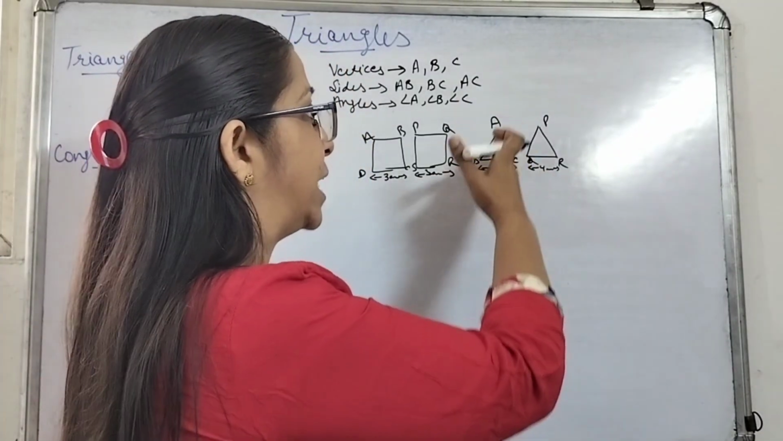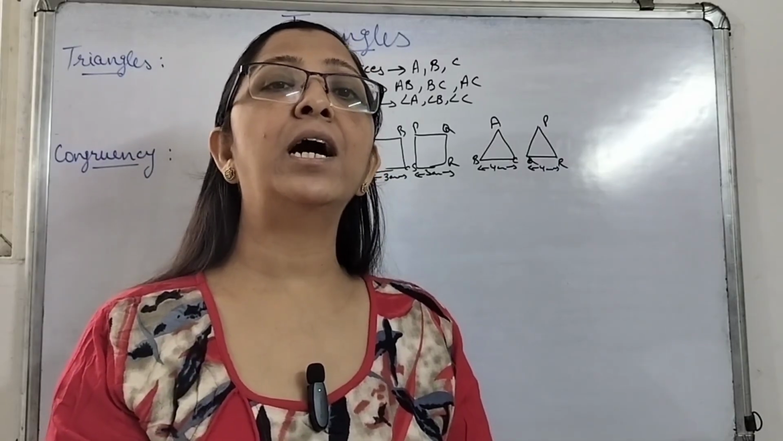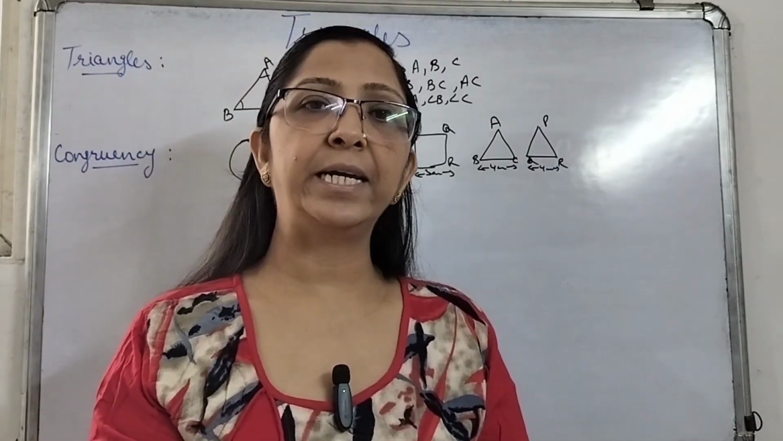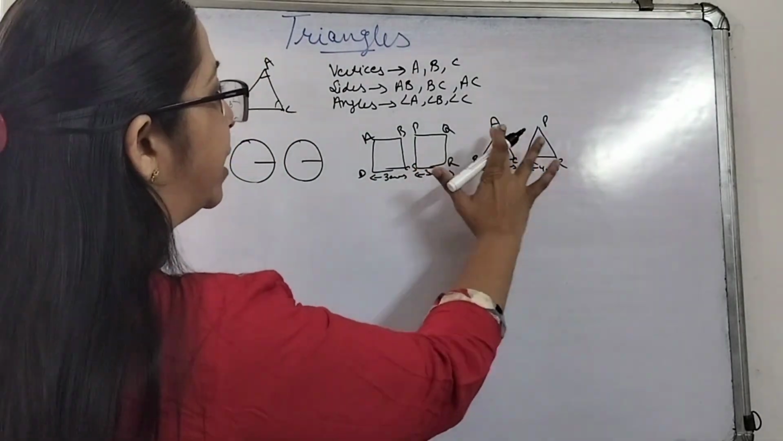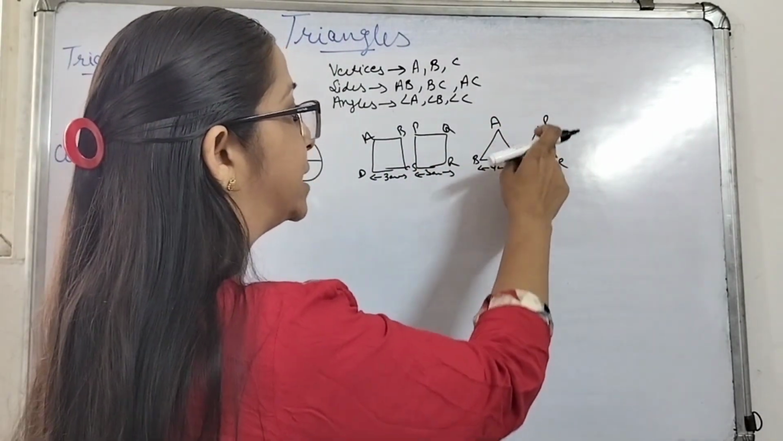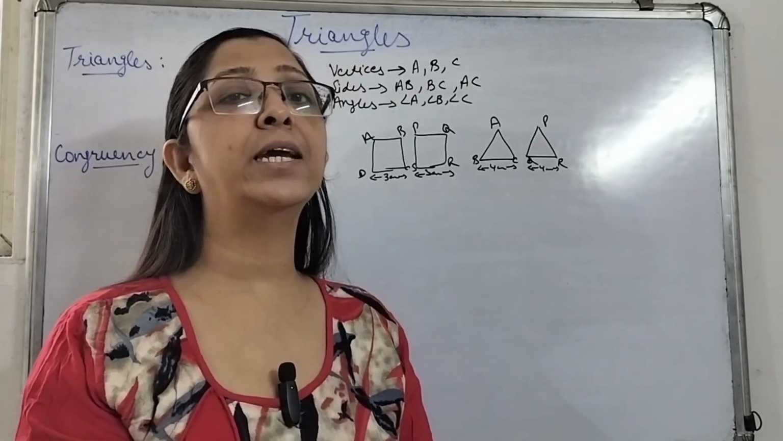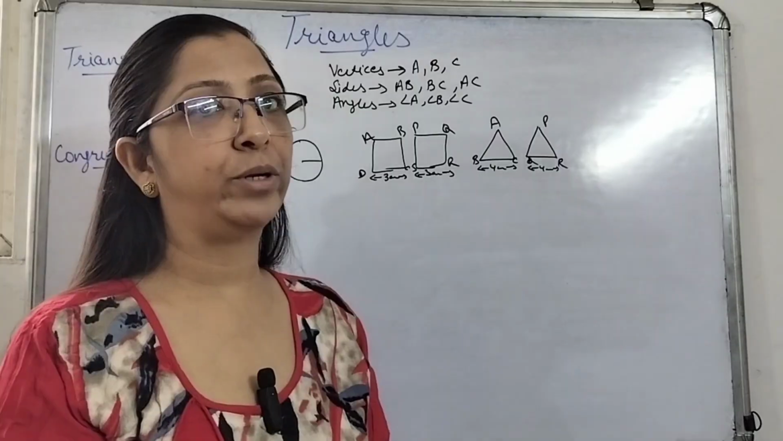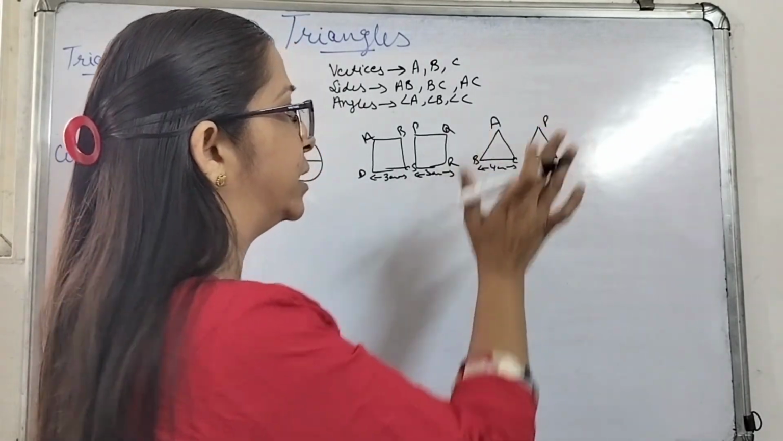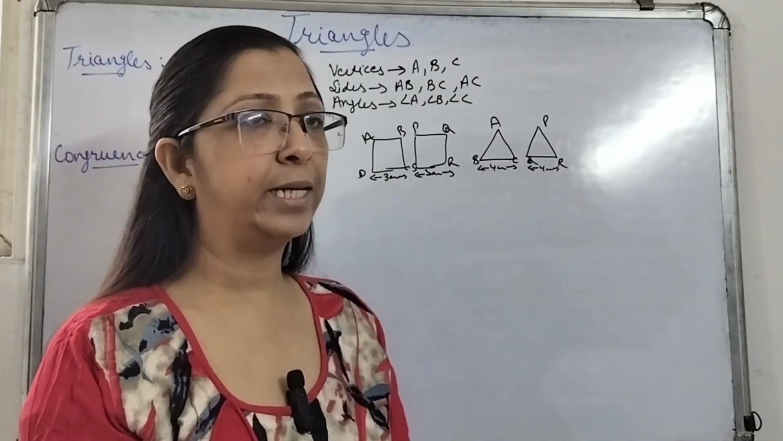that corresponding sides and corresponding angles, not vertices, of two triangles are equal. If there are two triangles and the corresponding sides and corresponding angles of these two triangles are equal, then the triangles are said to be congruent. Over here it is not given to you that it is an equilateral triangle. A triangle is not compulsorily equilateral in all cases.